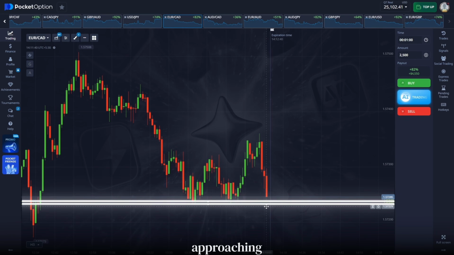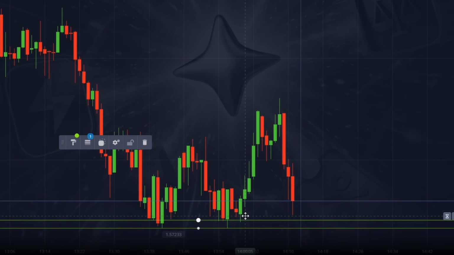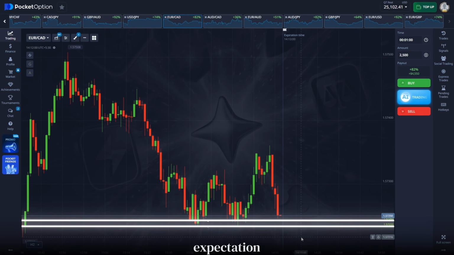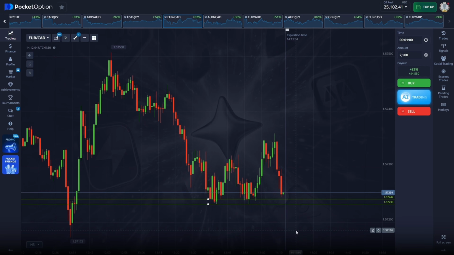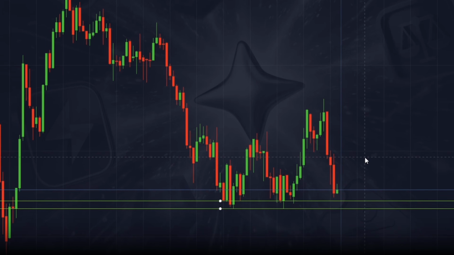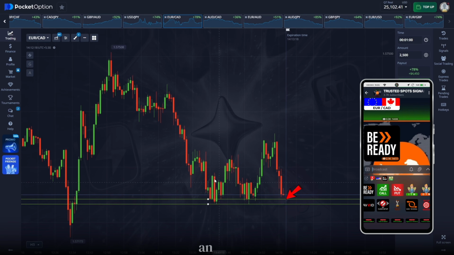Price is finally approaching the support zone and I'm going to use it for the reversal trade. I'm waiting for the retest here. Let's wait now for the retest. I have high expectation that price will reverse from this zone. Because of this steep fall, I'm expecting a reversal in the upside direction. I need a retest. Once price reaches this zone, I will take an instant reversal trade.